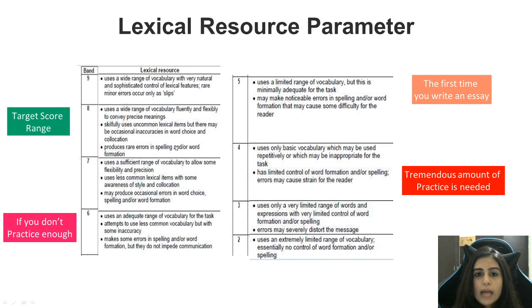All right, so any doubts with regards to this particular slide? Hi Vinesh. So this is the third parameter. We have already discussed the first two parameters, which are task response, and coherence and cohesion. So if anyone has any doubts with regards to those two parameters, you can go back and watch those videos and also comment your doubts in the comment section. All right, I'm moving ahead.